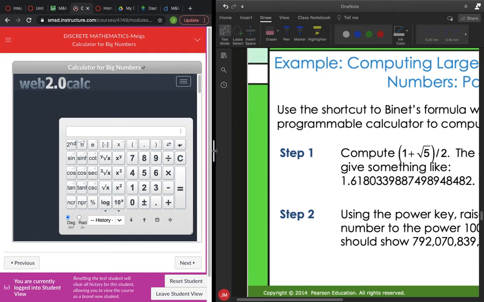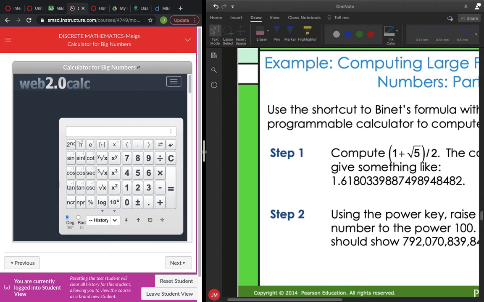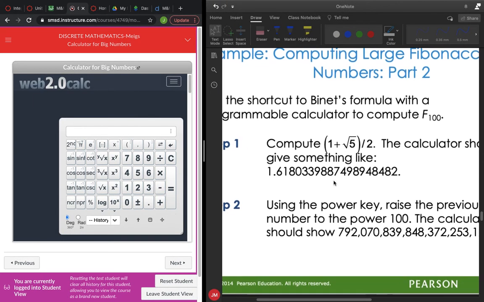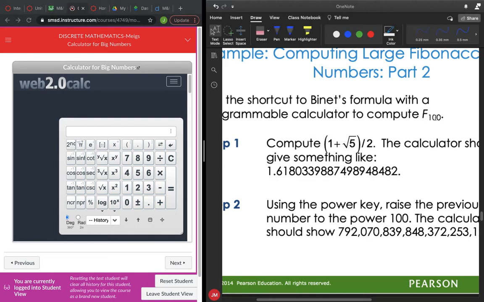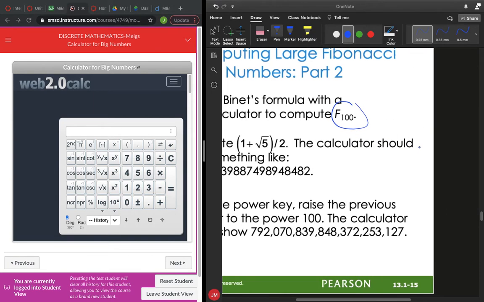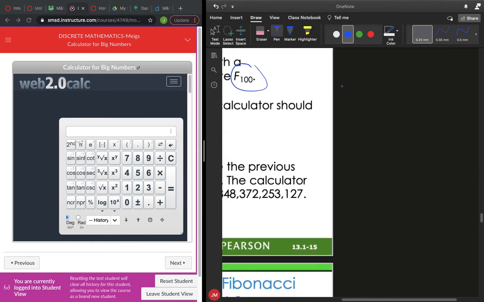So let's go ahead and do that now. In fact, I'm going to go ahead and expand this a little bit, and we'll use it in just a moment. So let's say we wanted to use Binet's formula to find f of 100, or f sub 100. Then what we're going to do using Binet's formula is we would say that f sub 100 is equal to (1 plus the square root of 5) over 2, to the power of 100, all of that divided by the square root of 5.